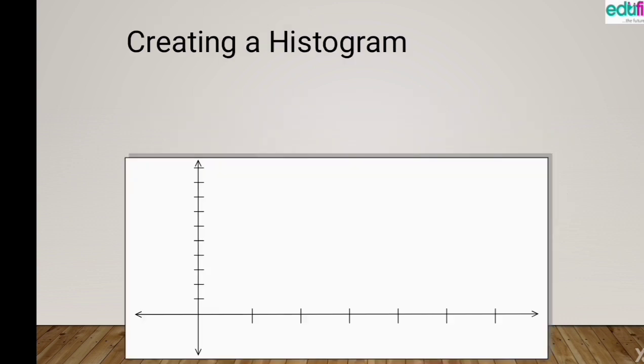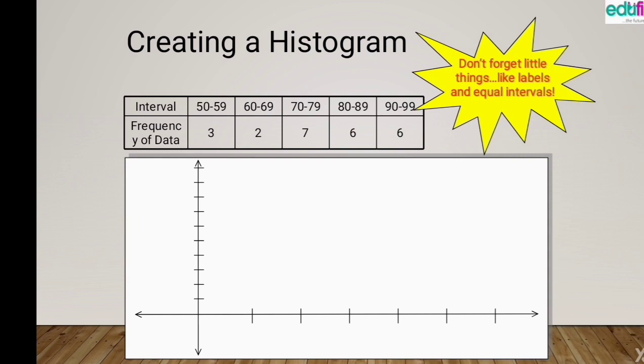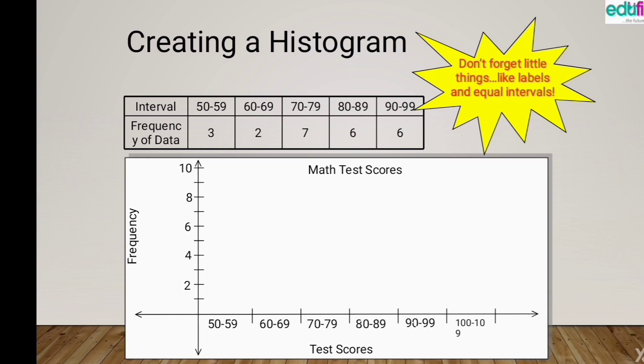Now, creating a histogram. These are the frequency charts above. But don't forget little things like labels and equal intervals, which is our math test scores, our label. Math test scores, the frequency, where on our graph we have the y-axis and the x-axis. Then the frequency takes the y-axis, then the test scores take the x-axis.